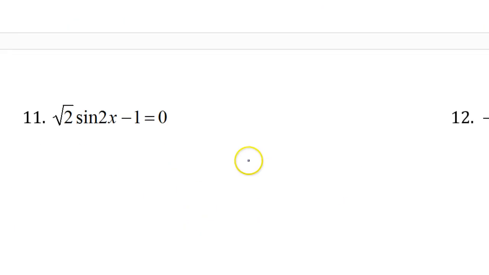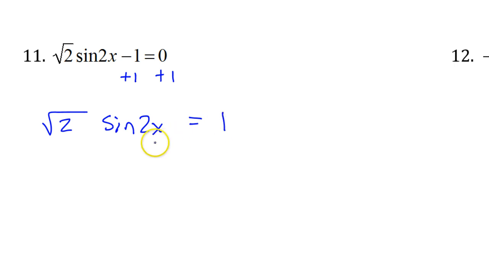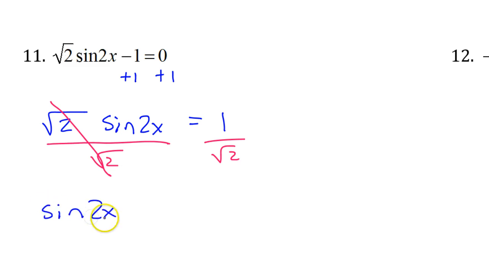All right, let's do a couple more. Number 11. Let's get sine 2x by itself. So I am going to add 1 to both sides. So that's going to give me radical 2 sine 2x is equal to 1. To get sine 2x by itself, I'm going to divide both sides by radical 2. That will cancel those out. Now I have sine 2x is equal to 1 over radical 2.